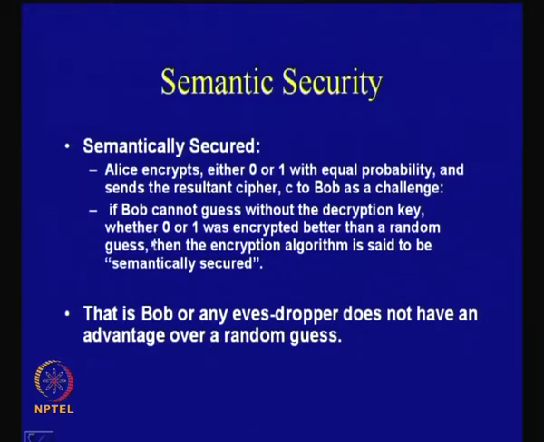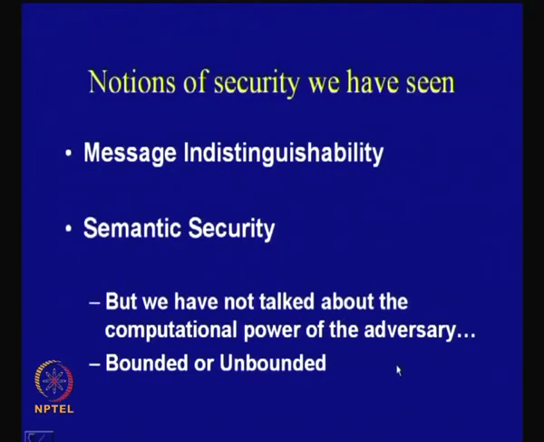So Bob, or any eavesdropper, does not have any advantage over a random guess. Semantic security tries to capture this particular notion. We have essentially been discussing something called message indistinguishability. Semantic security and message indistinguishability are the same notion: the attacker is not able to distinguish between the encryptions of either a 0 or a 1.